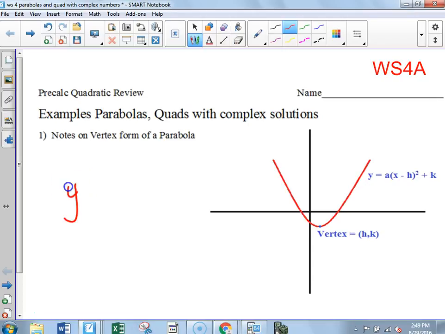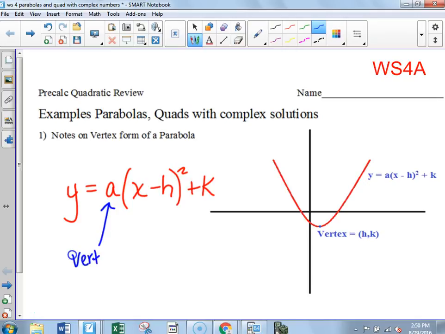The basic, or what's called vertex form, of a parabola looks like this. I hope this is not new to anybody. Can anybody tell me what A does? Okay, it is a stretch. It's actually a vertical stretch or shrink. With a parabola, you can't really tell if it's horizontal or vertical because it looks the same.